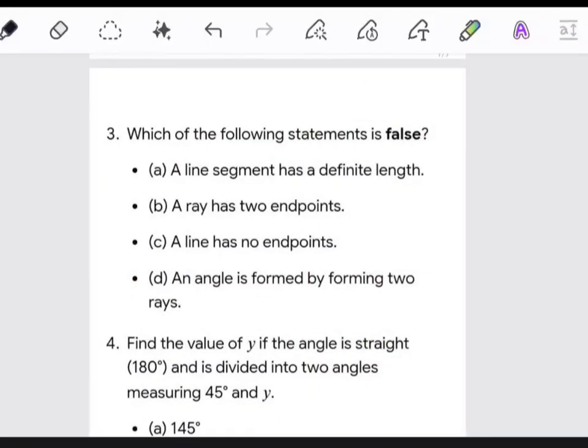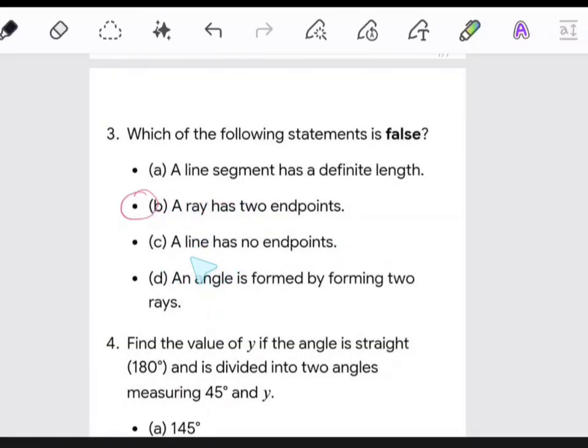Clear? Question number 3. Which of the following statements is false? A: a line segment has a definite length. Yes, the line segment has a definite length, so this statement is true. B: a ray has 2 endpoints. A ray has only one endpoint and extends infinitely in the other direction. So this sentence is false.